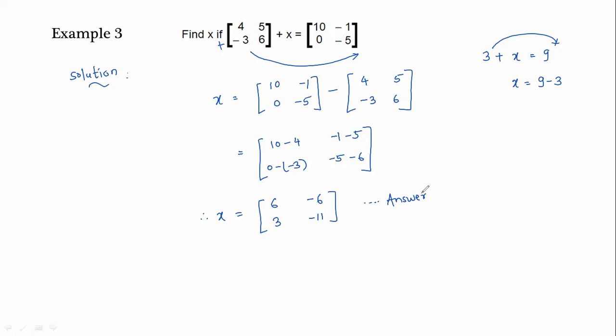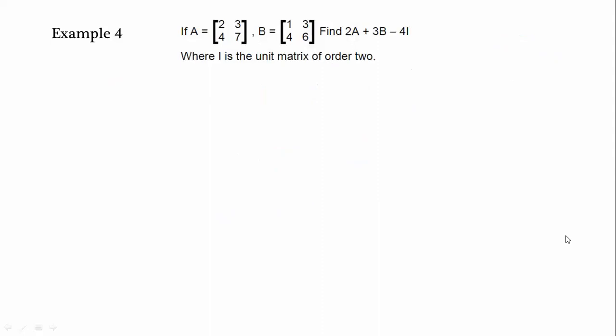Right? Simple concept. Next. Okay. So this example, we are going to try for the homework. What you have to find out is 2A plus 3B minus 4 into I.